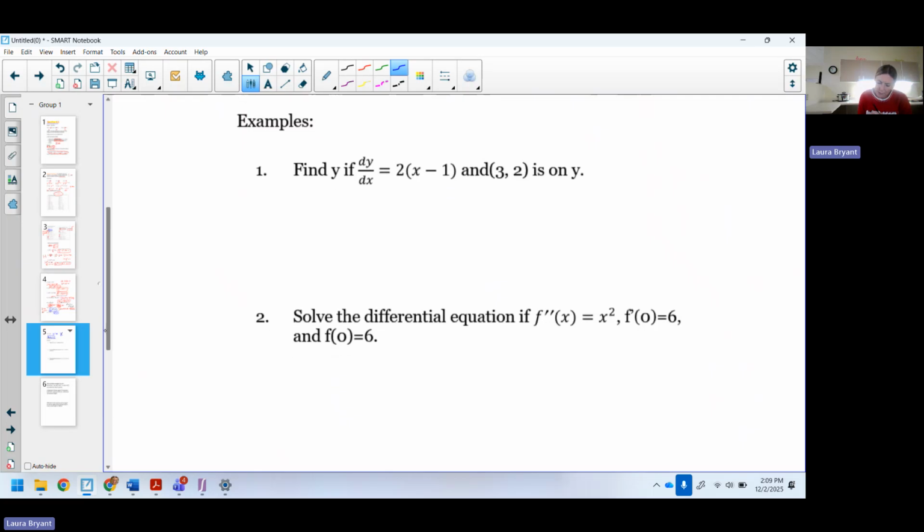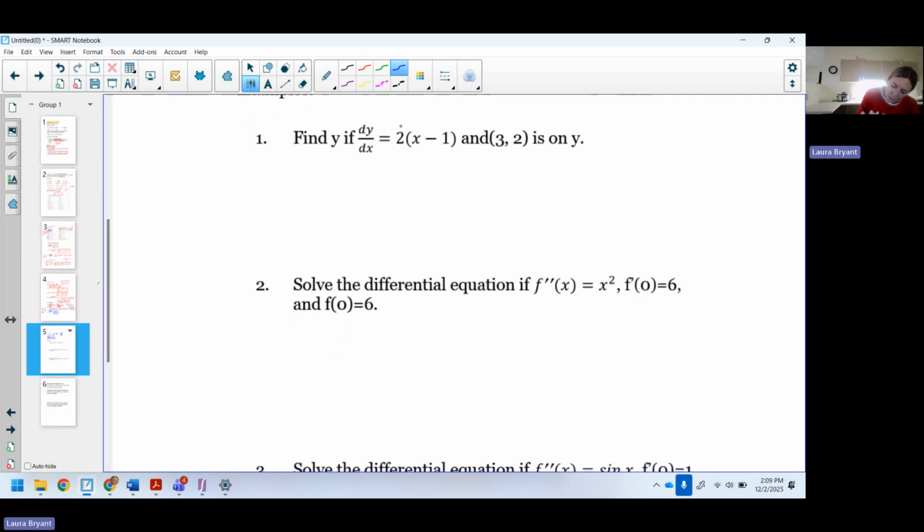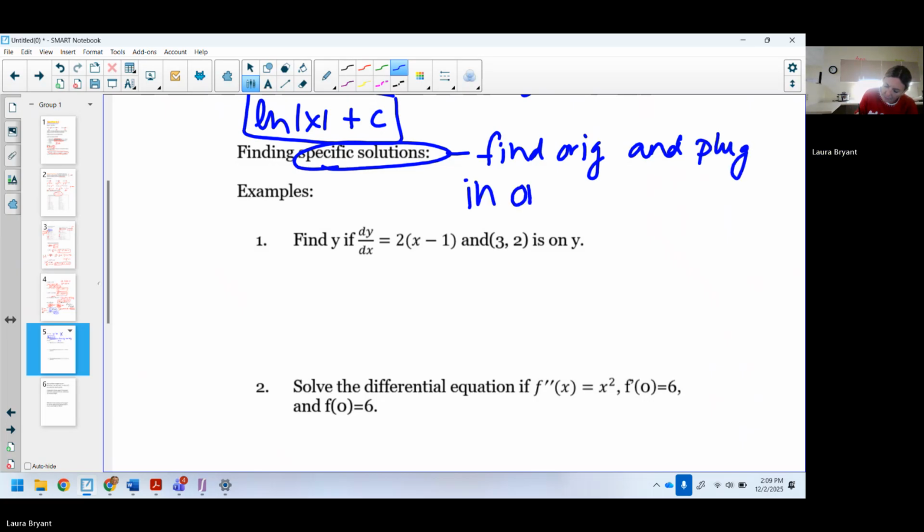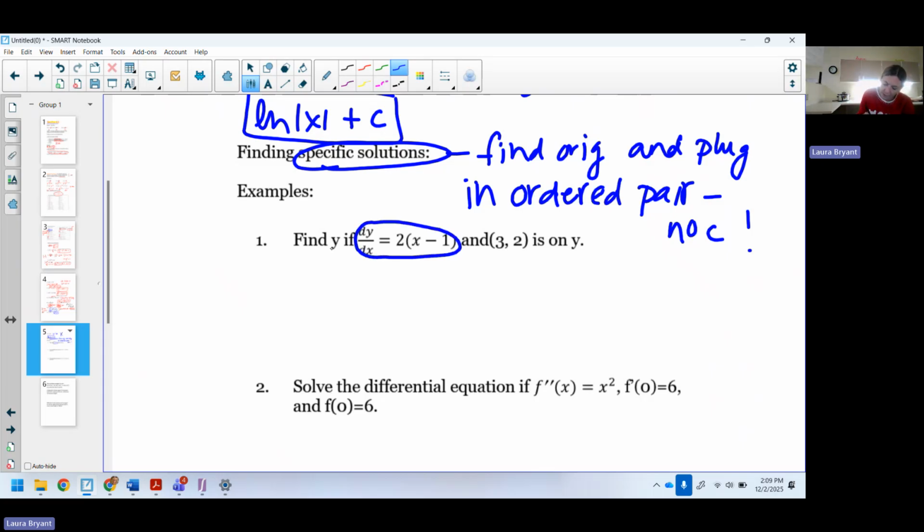Okay, then last we're going to look at, if you look at the directions here, this means to find the original and plug in the ordered pair. And so your answer will not have a C. You're going to actually figure out what C is. Okay, so I'm given that this is my derivative. I want the original. Here's the ordered pair.